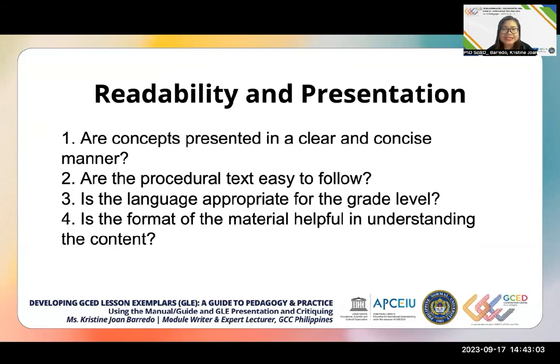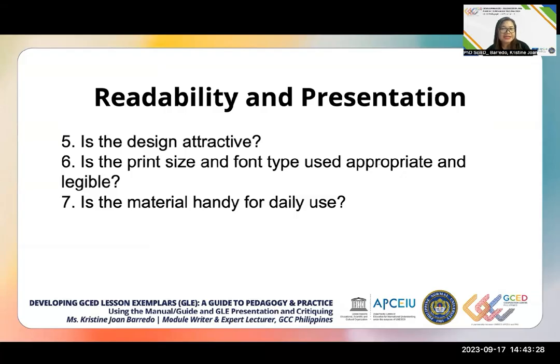And for the last category, readability and presentation. Are concepts presented in a clear and concise manner? Are the procedural texts easy to follow? Is the language appropriate for the grade level? And is the format of the material helpful in understanding the content? Is the design attractive? Is the print size and font type used appropriate and legible? Is the material handy for daily use?